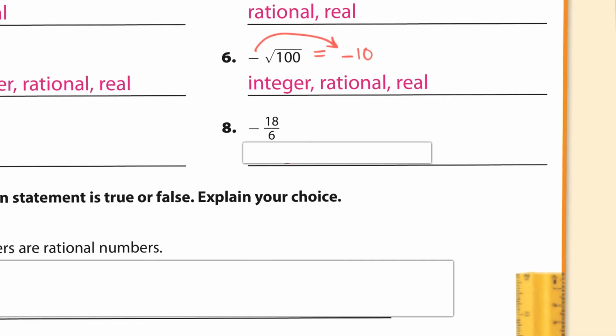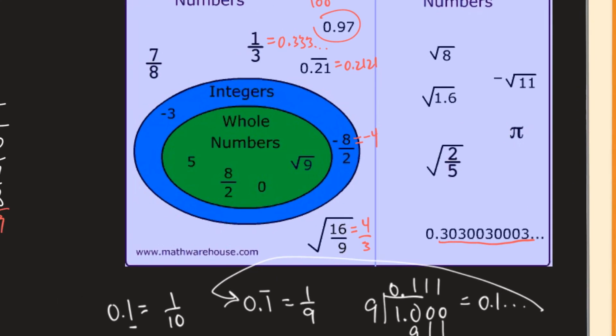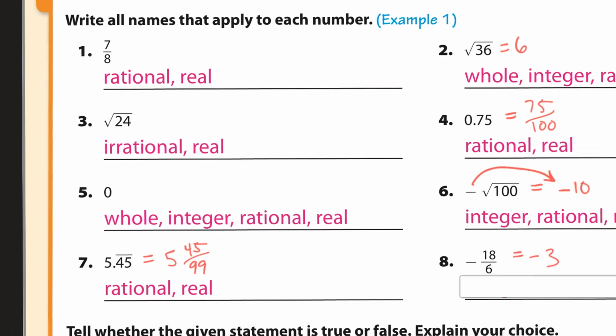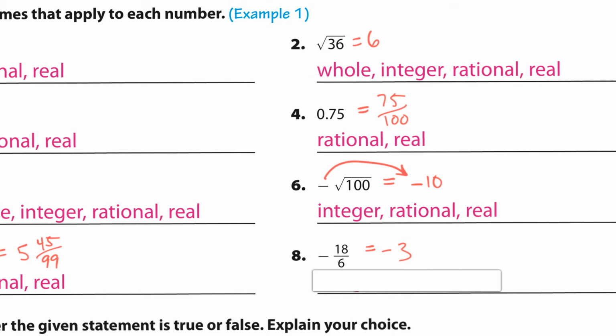And number 8. Okay, 18 divided by 6 is 3, not 6, 3. And you have a negative there, so negative 3. What kind of number is negative 3? Well, it is an integer. And as I've shown you before, an integer here is a rational and a real number. So it's just these 3, not a whole number. And that's why we have this.